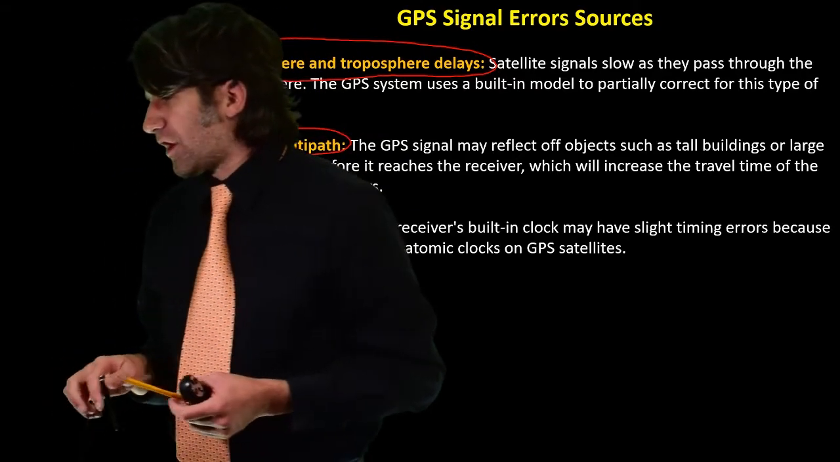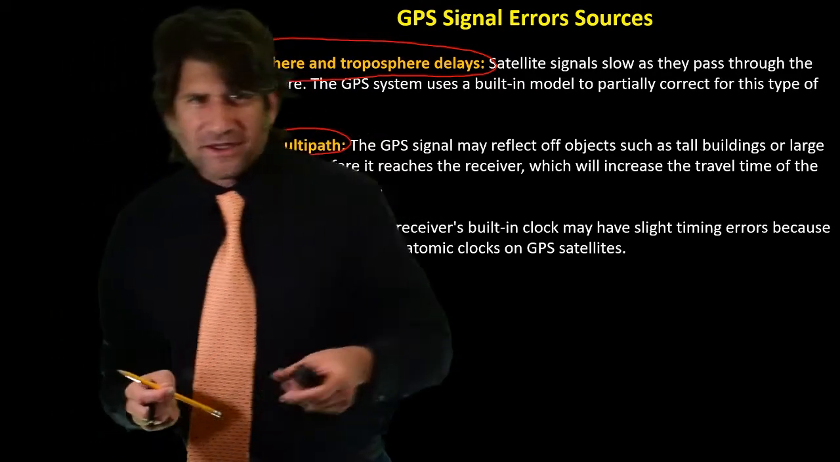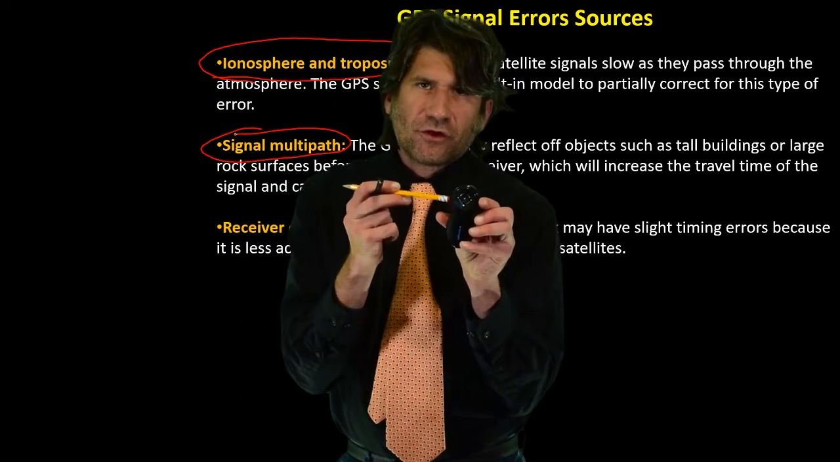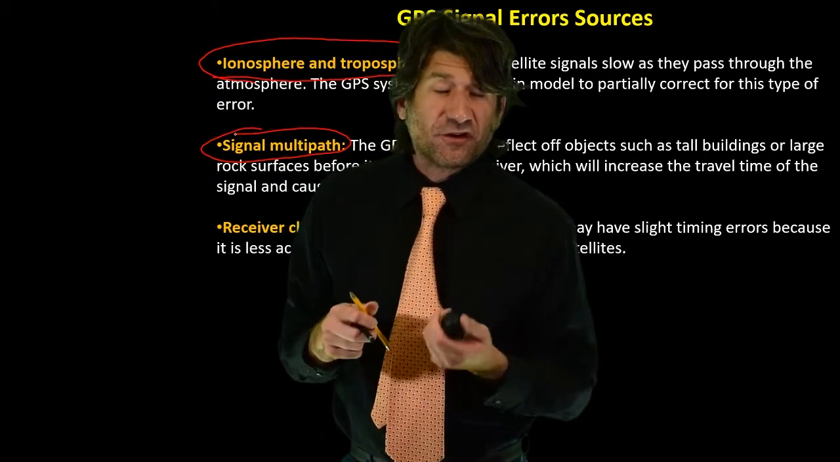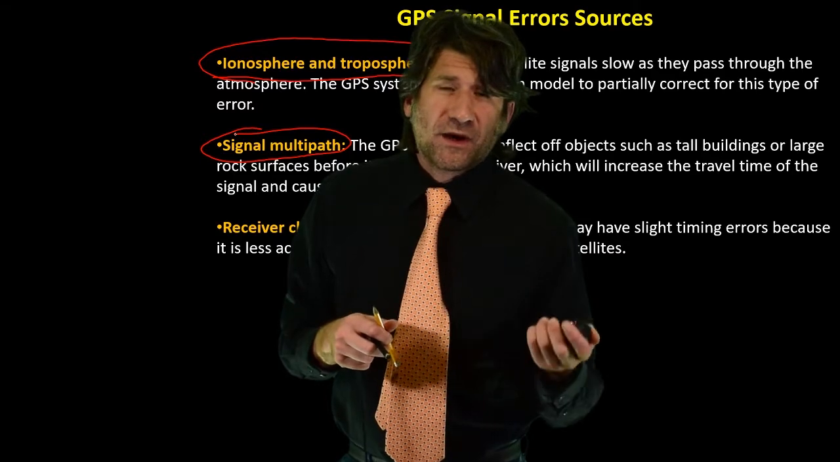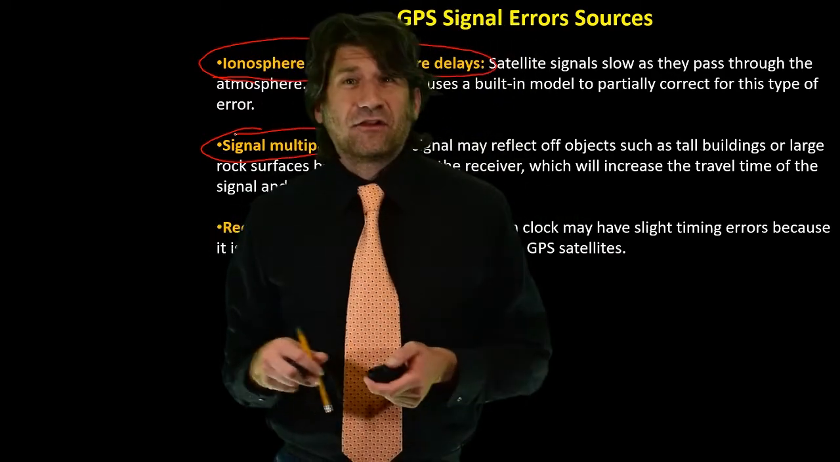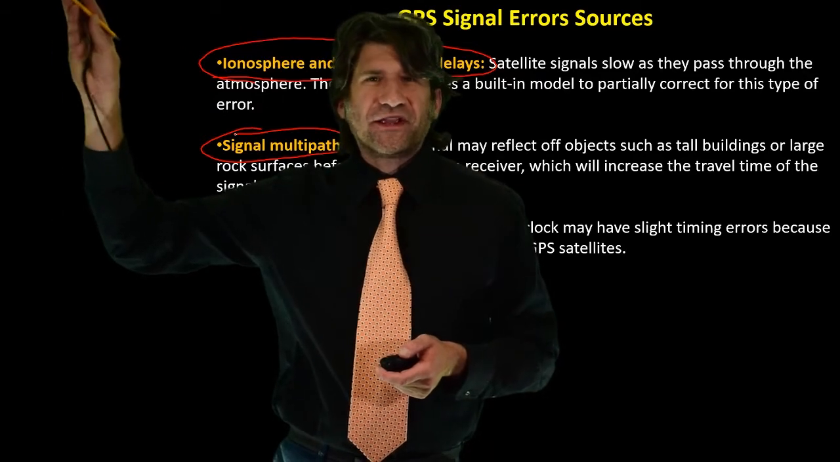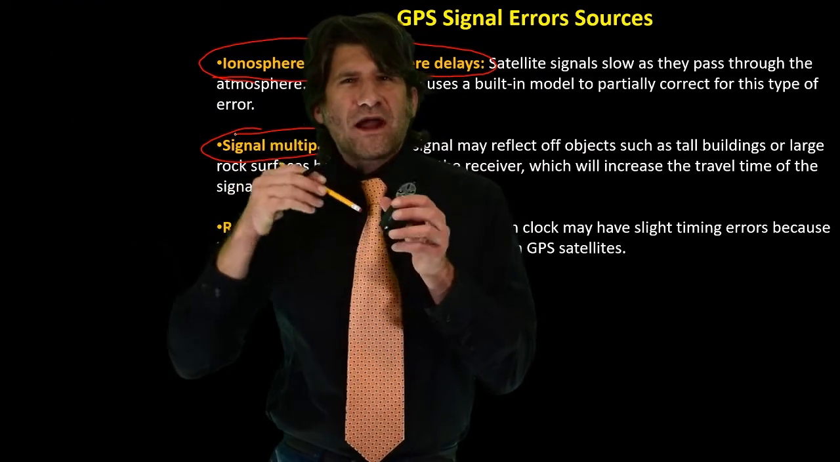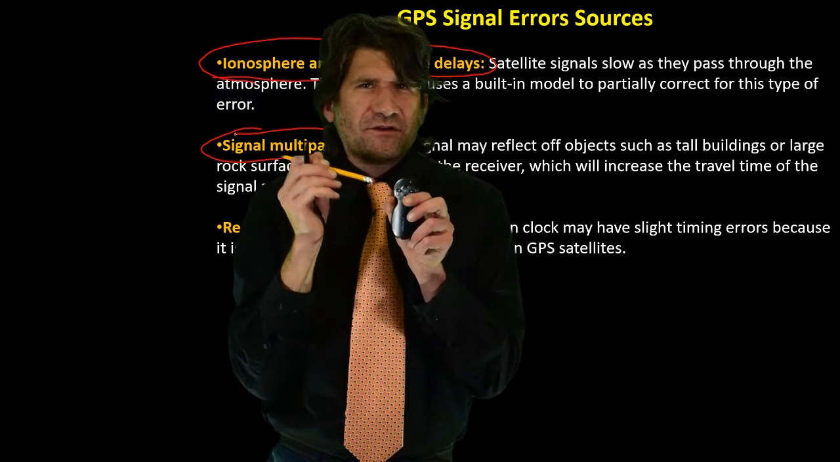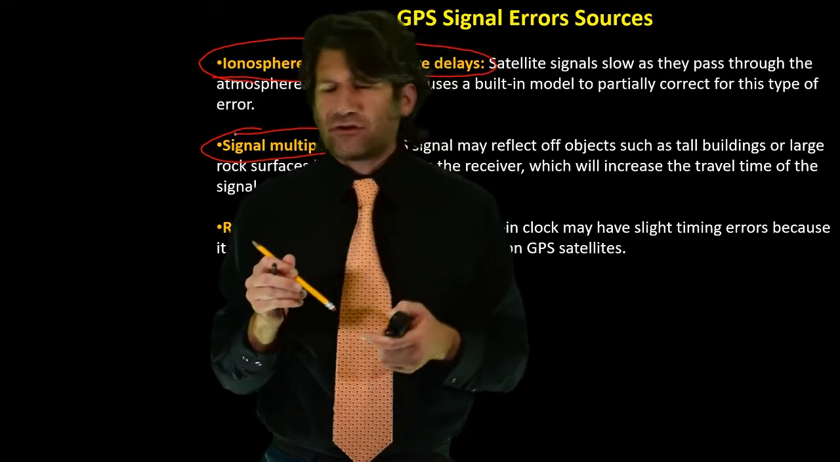Okay, we can have clock errors as well, and that's because if you just have your little standard GPS that's in your phone or one that you buy for hiking, it does not have an atomic clock in it like the GPS satellites do. And so it might not know the time accurately enough, and you get errors introduced from that less accurate clock.